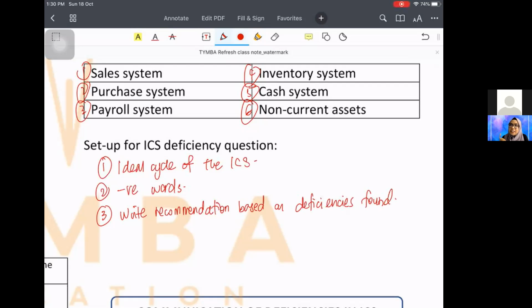For example, just now, let's say we talk about no segregation of duties, and then suddenly in your recommendation, you don't mention anything about segregation of duties. You mention something else. That's why your recommendation will not get any marks for that.